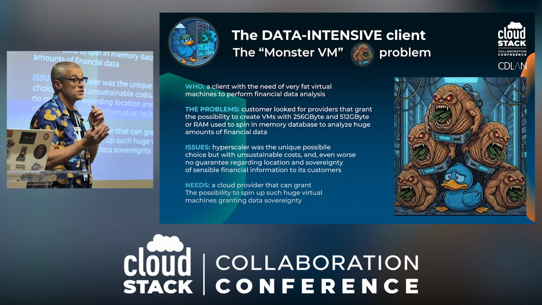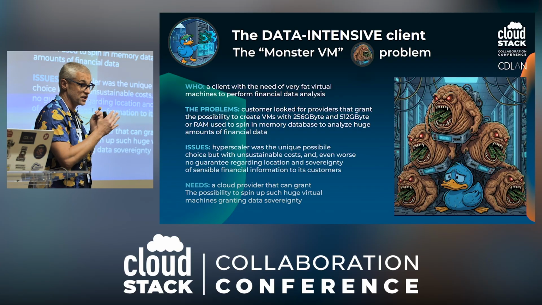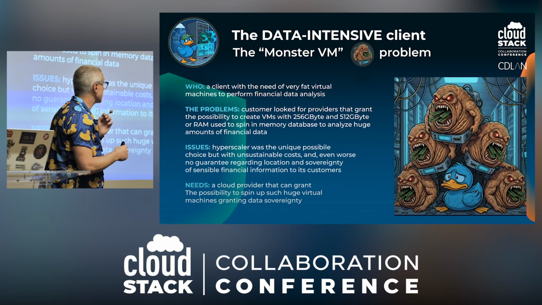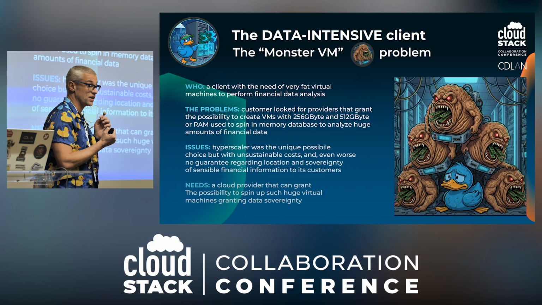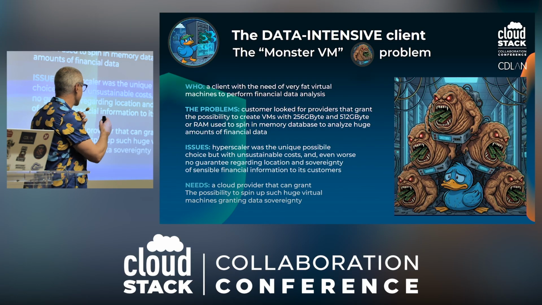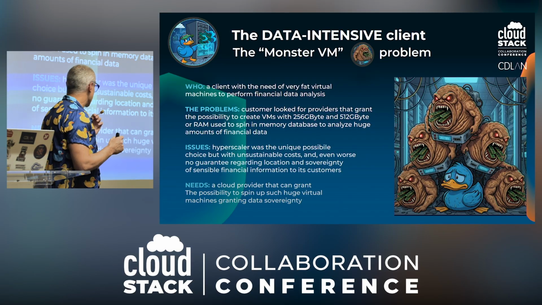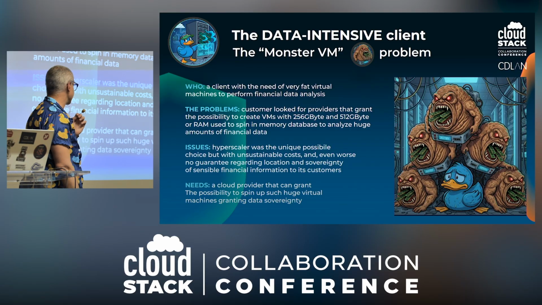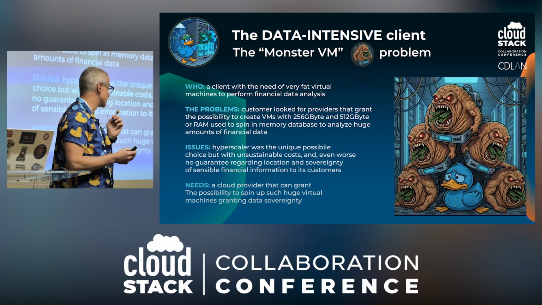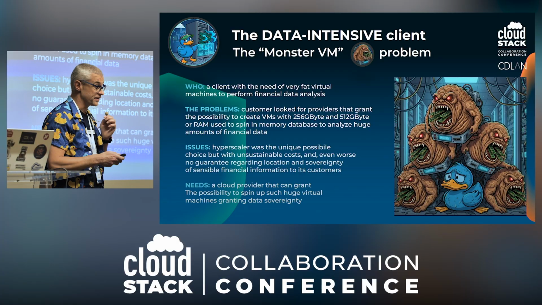We have the usual two problems. The first one is cost, with unpredictable cost regarding the spinning of these virtual machines. And the other one is that they worked on customers' financial data, and they needed sovereignty regarding the location of the data. So they needed a cloud provider that could spin up such huge virtual machines while guaranteeing data sovereignty, a certain location of the data.